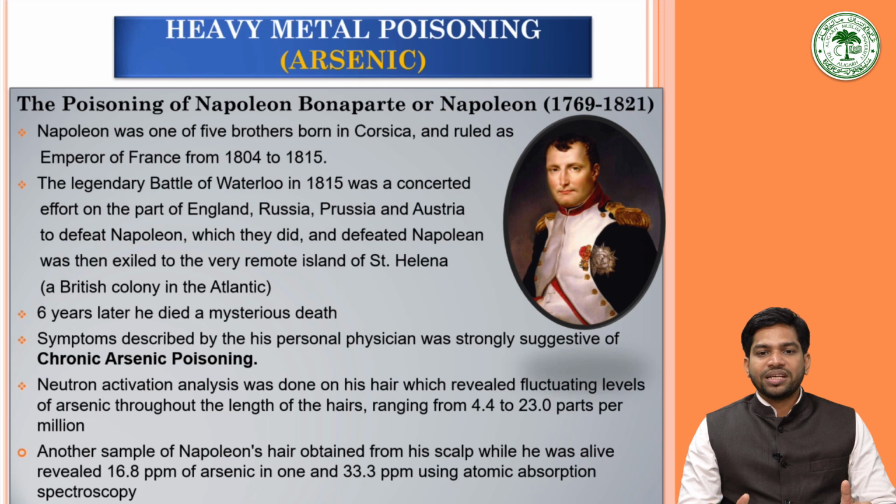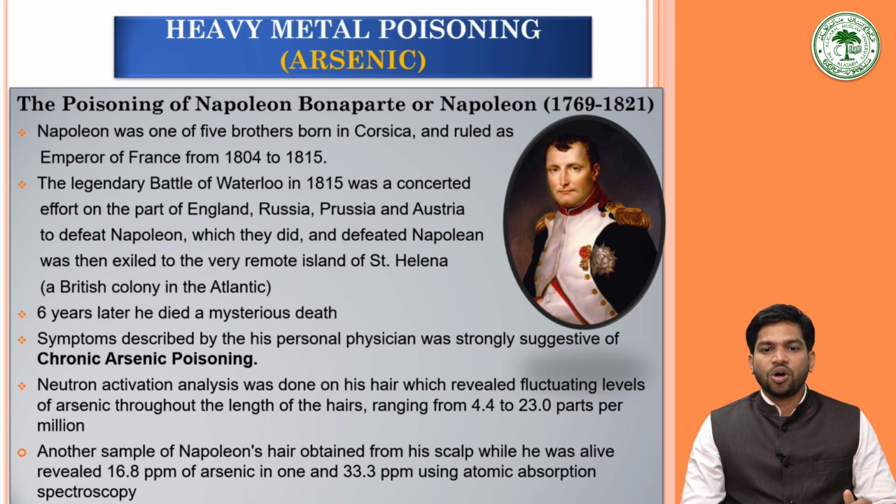Some of Napoleon's companions documented the details of his sickness until the very end on 5th May 1821 in their respective diaries, which were later published. The symptoms described by his personal physician, Dr. Antommarchi, were particularly significant, as they are strongly suggestive of chronic arsenic poisoning.